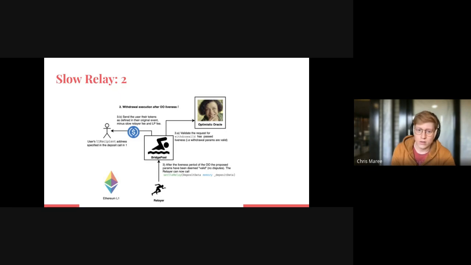And you can follow the cash flow there by looking at where the USDC symbol is. So the recipient will receive their deposit amount minus a relayer fee and minus an LP fee. And then the relayer will get a reward and the LPs will get a reward. You can go to the next slide.